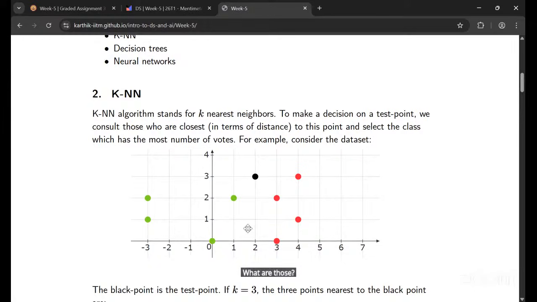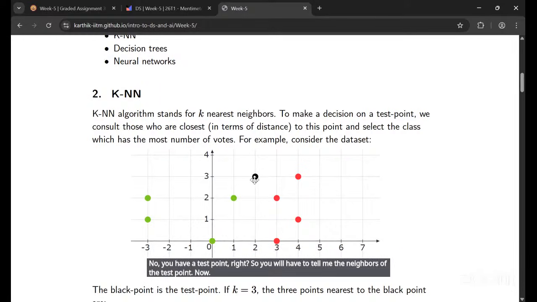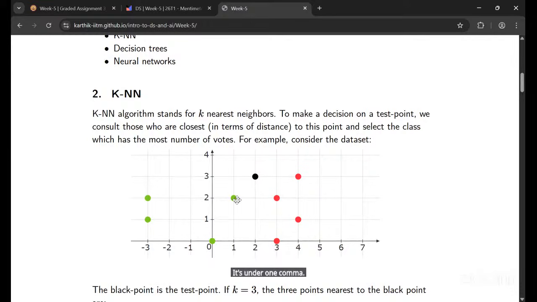Which one, ma'am? Near the point 3. No, you have the test point, right? So you will have to tell me the neighbors of the test point. Now for the test point, this black one, the 3 closest points are this, and this: 1, 2, 3, 4. Correct. And now out of these 3 points, the majority is red, so you'll assign it red.